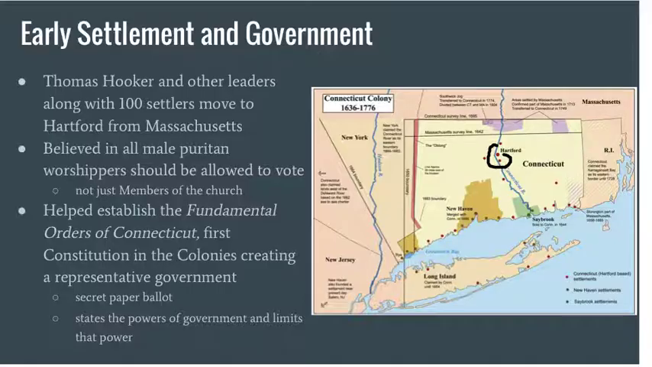There are several other things that this constitution does. It has a secret paper ballot, and it states the powers that the government has, and therefore also limits that power, and expresses this idea that people have rights. These are some of the earliest expressions of what become American democracy and the American form of government, and we have it all the way back here in the 1630s.